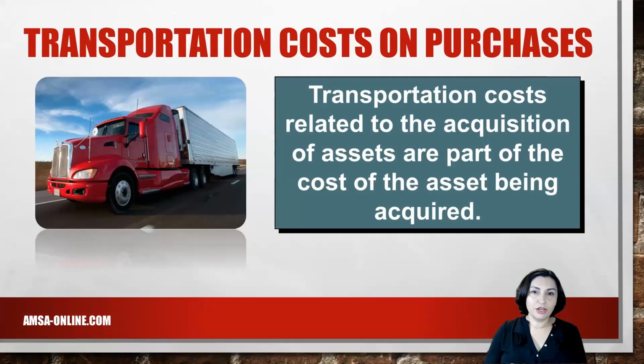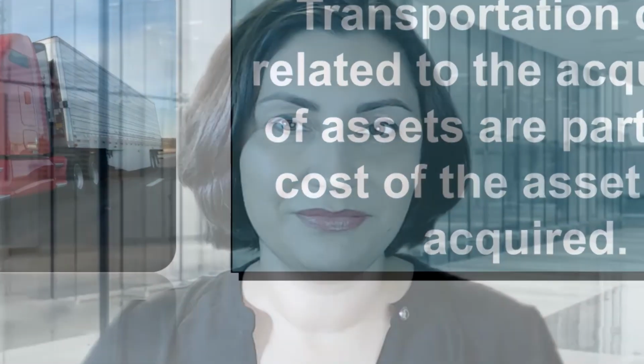In general, the cost of any asset includes any transportation costs related to getting the asset to the buyer's place of business. This is also the case for inventory. Transportation costs incurred by the buyer are included in the cost of inventory.